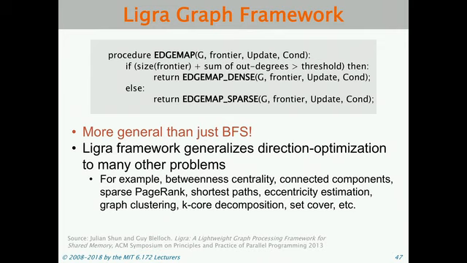It turns out that this direction optimizing idea is more general than just breadth first search. A couple years ago, I developed this framework called LIGRA, where I generalized the direction optimizing idea to other graph algorithms, such as betweenness centrality, connected components, sparse page rank, shortest paths, and so on. In the LIGRA framework, we have an edge map operator that chooses between a sparse implementation and a dense implementation based on the size of the frontier. Sparse corresponds to the top-down approach, and dense corresponds to the bottom-up approach. Using this direction optimizing idea for these other applications also gives you performance gains in practice.